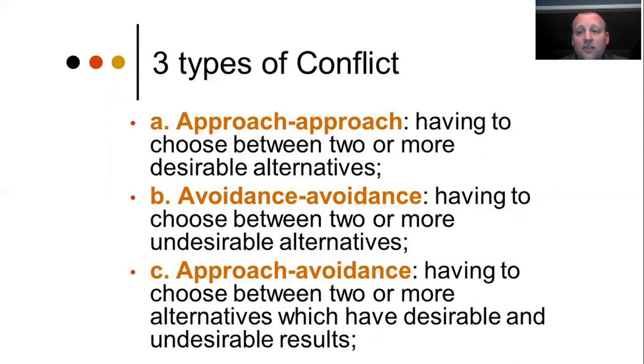There's avoidance. You have 2 very undesirable things going on, but you got to choose one of them, okay? And that can cause a level of stress. And then there's, of course, approach avoidance, having to choose between 2 or more things, where one is desirable and one is undesirable. And that could more realistically be the example that I gave.